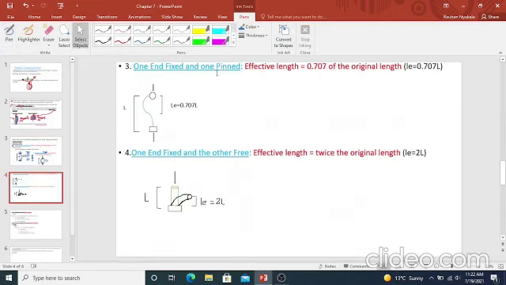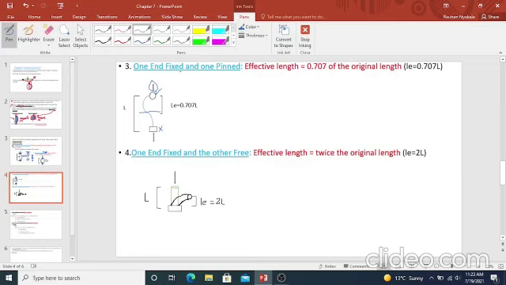Then one end fixed and one pinned. When you have one end pinned, then this side is fixed. That gives you the picture that when the load is applied, a portion of this beam will be affected. Can you see that? 0.707 multiplied by the original length. Effective length equals 0.707 of the original length.